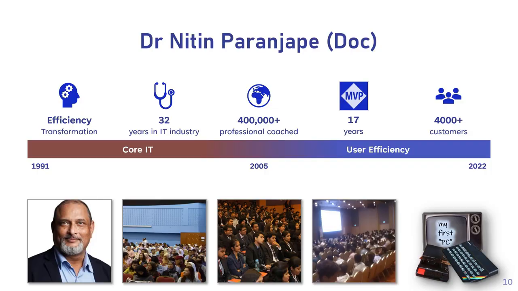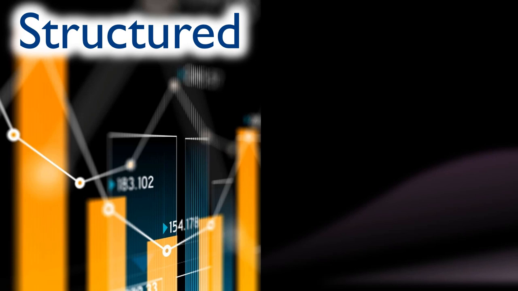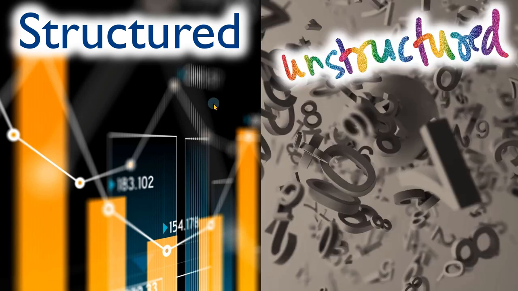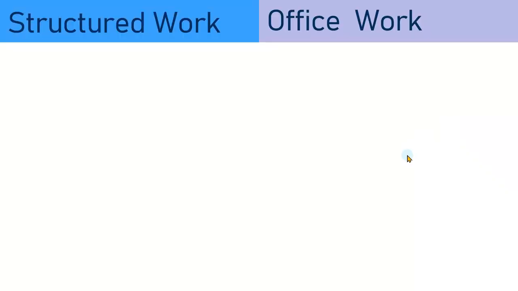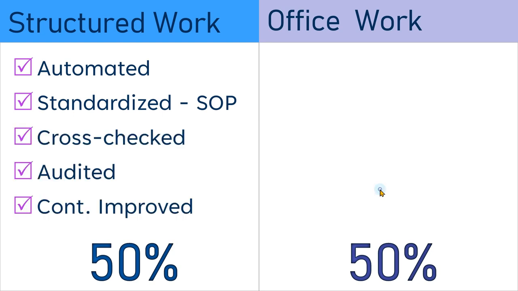What I have been doing with literally thousands of customers over the last 30 years is to improve their efficiency. So there are basically two types of work we do. One is structured work. That means something which is well defined. Everything is known. The person who is doing the work has expertise and experience. In addition to that, we still spend a lot of time doing unstructured work. So unstructured work typically happens on office tools. What happens there is structured work we have tried to automate as much as possible. 50% time goes here, 50% there, approximately. So this part is very well managed.